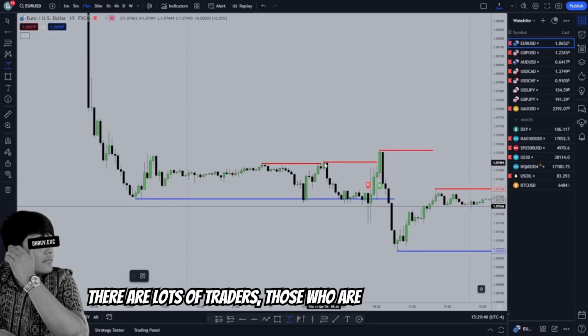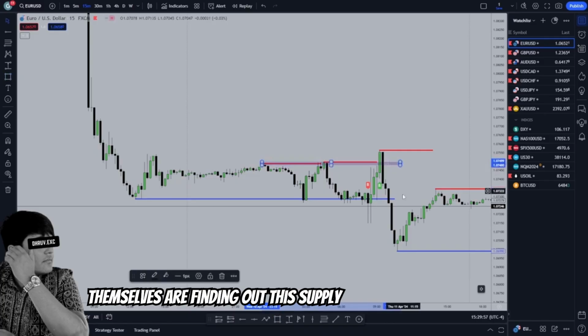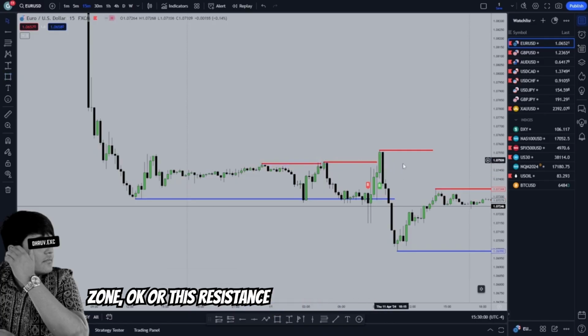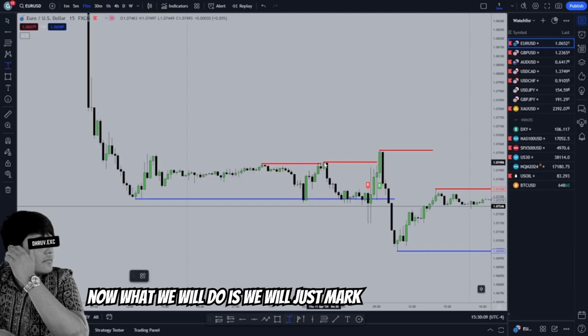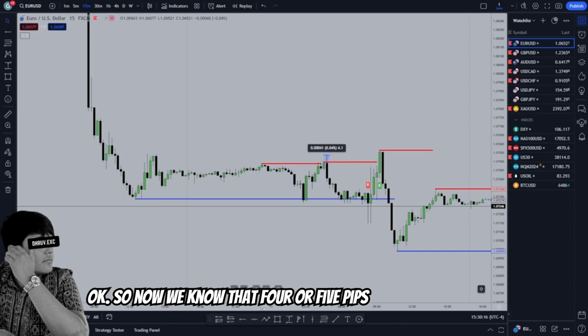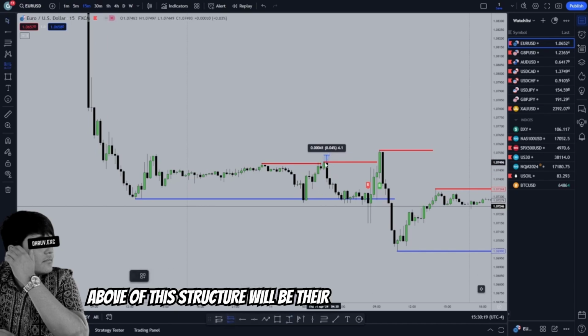So now we know that there are lots of traders who are using this indicator, and lots of traders who are finding this resistance by themselves. What we'll do is mark it from here a little bit above, 2 or 3 pips or 4 pips above this. We know that 4 or 5 pips above this structure will be their stop loss.